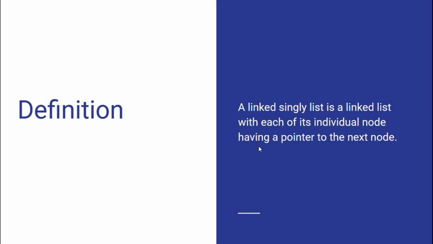The definition of the singly linked list. In the previous episode we explained the different types of linked lists and we defined them, but you can take this more like a revision. A singly linked list is a linked list with each of its individual nodes having a pointer to the next node. Because it has only one pointer, it is called a singly linked list, because each pointer is just single. So the next thing we'll be looking at is the visual representation of what a singly linked list looks like. So stay tuned and keep watching.